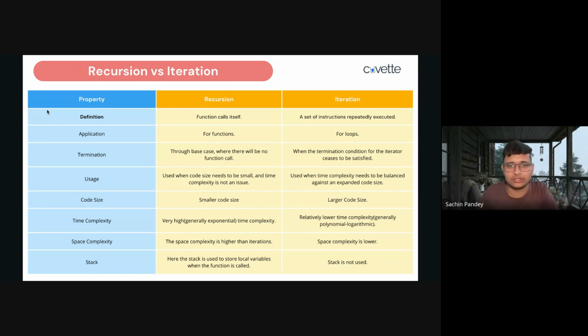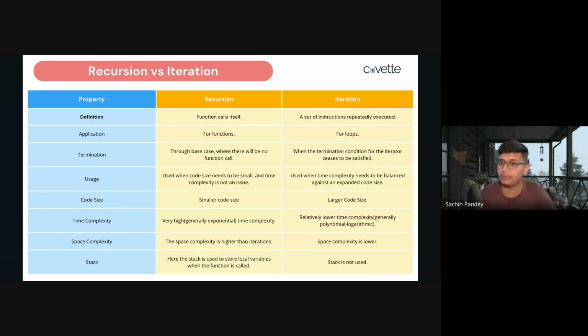Now usage. Recursion is used when code size needs to be small and time complexity is not an issue. Recursion code is basically 3-4 lines or something like that. You can use it where you feel recursion will be more intuitive and readable, where applying a for loop would be confusing. And time complexity is also not an issue because the constraints are small. If the array length n is only up to 100, I can go n square also. So time complexity is not an issue.